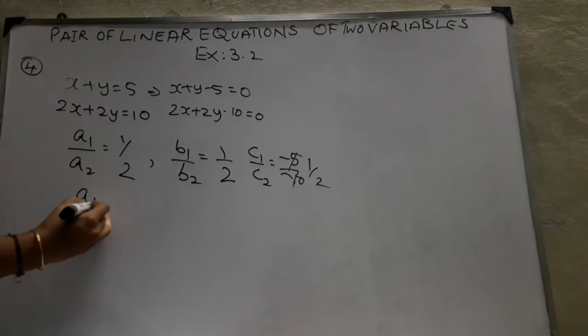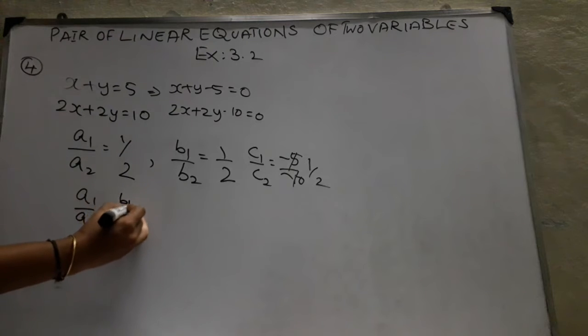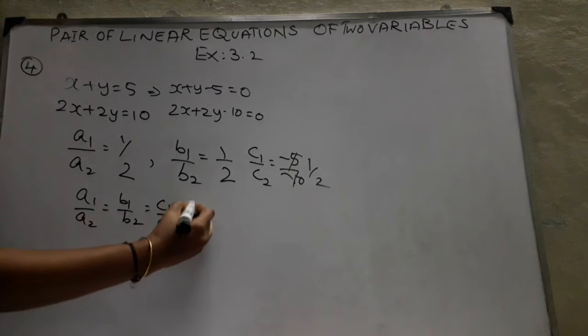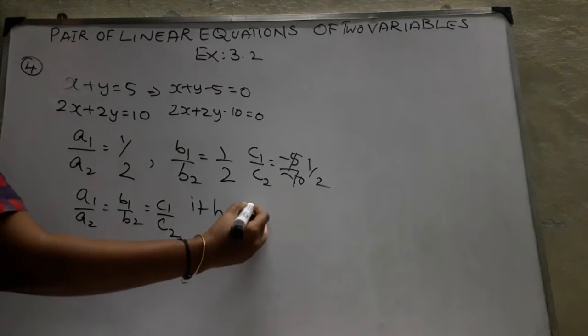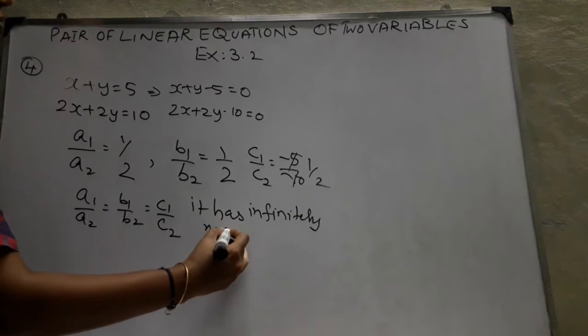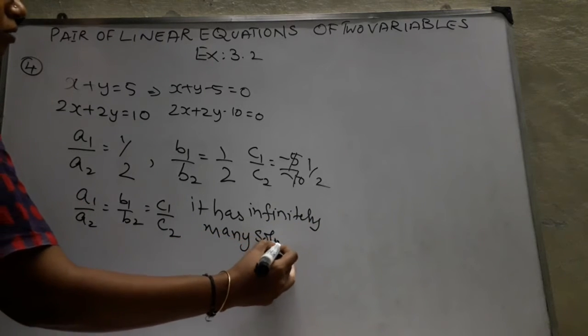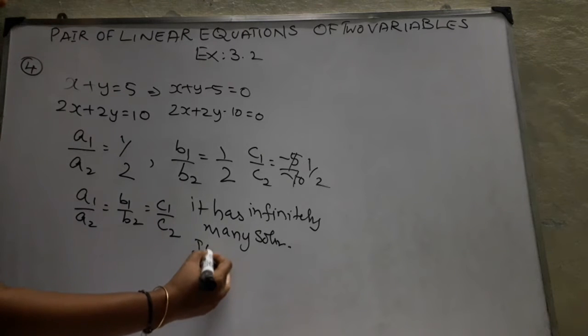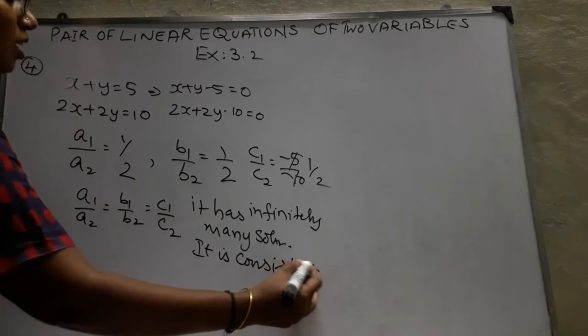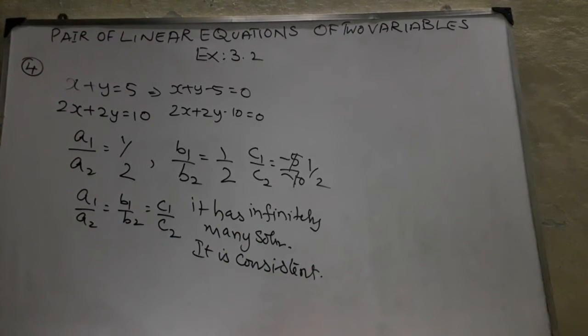You know the condition? If a1 by a2 is equal to b1 by b2, which is equal to c1 by c2, then it has infinitely many solutions. So it is consistent. If you have a solution, you can say it is consistent. Now, we'll move on to the fifth sum. Similar sums are given in the fourth.